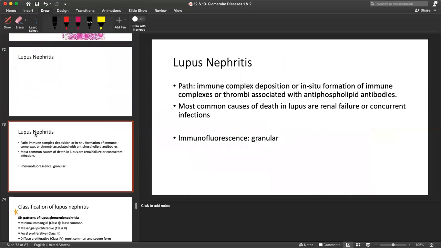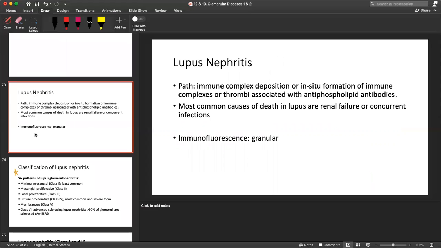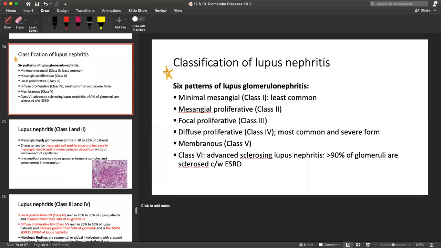Okay, let's look at the lupus. Lupus is going to be immune complexes. And the most common cause of death in lupus is going to be renal failure or infection. Our immunofluorescence is granular. So we've got 6 patterns, and I've got a star because I think that she said to know the patterns, but I really don't remember it being super important. But don't hold me on that.